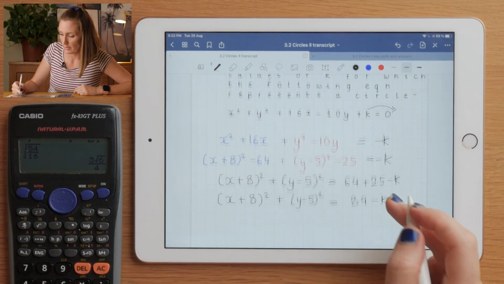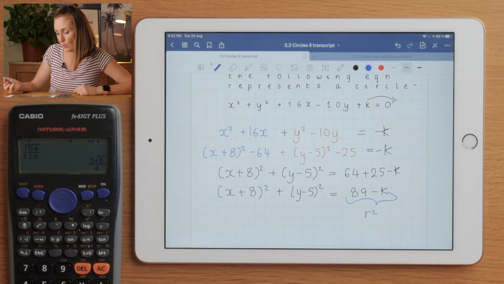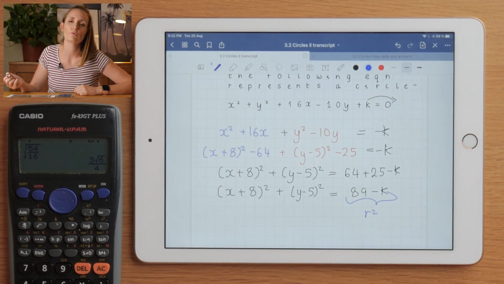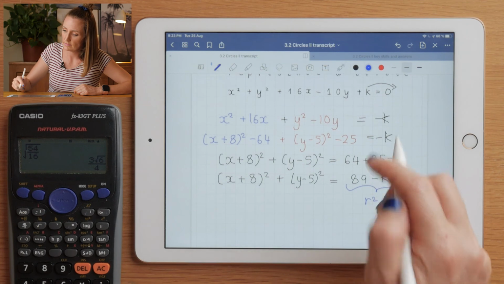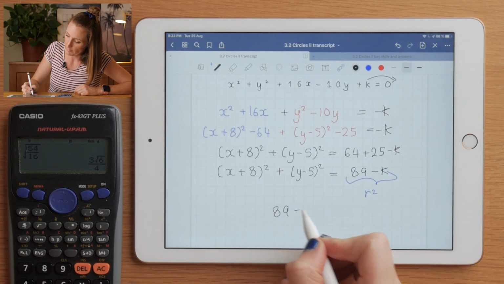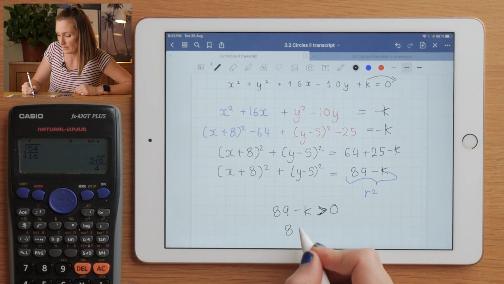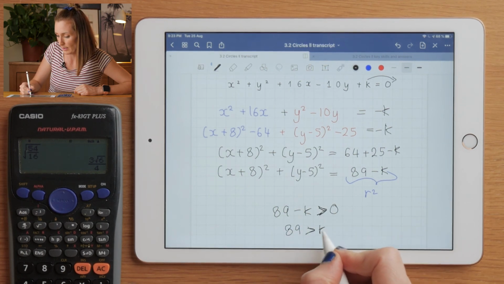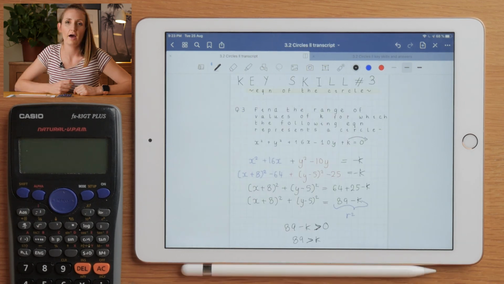Now we know that this here is where we need to have the radius squared. Radius squared should always be a positive value, because any number squared should be positive, and we couldn't have, for example, a negative radius, right? So in this case, we know that 89 minus k needs to be bigger than 0. So that means that 89 needs to be bigger than k, or k needs to be smaller than 89. I hope that made sense.